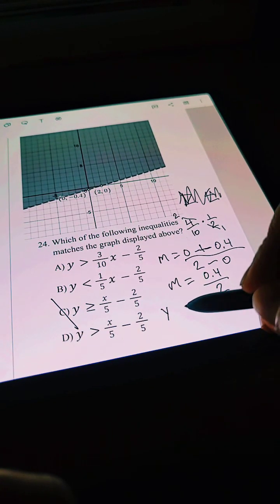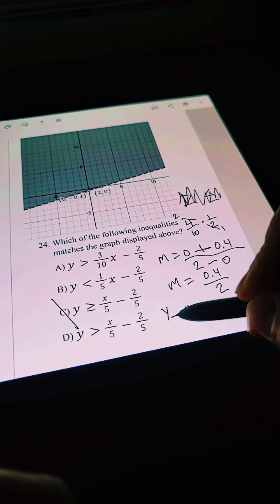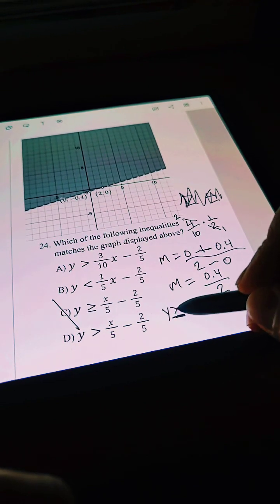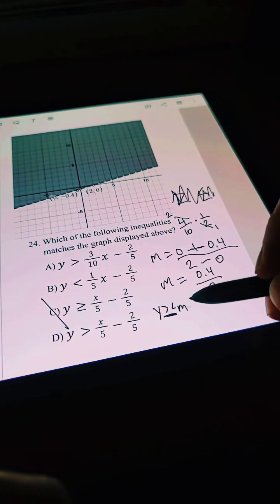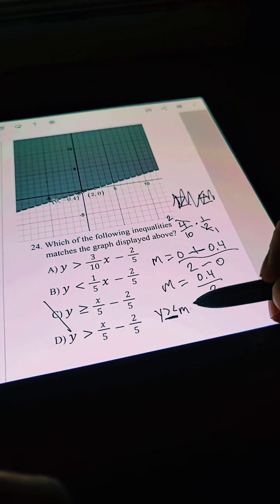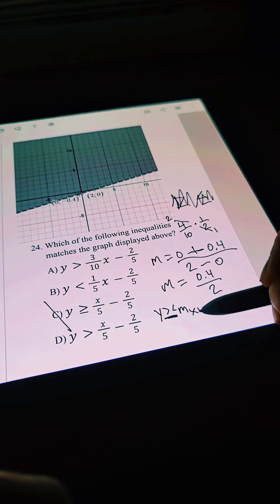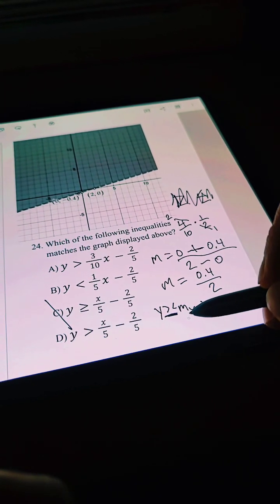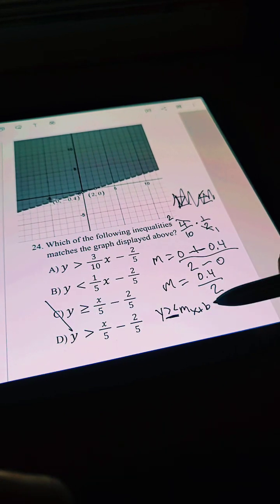So if we're thinking y, and I'm not putting equals because it could be greater than or less than in that portion, not equals. Y is greater than or less than mx plus b, that same formula. We know that the m has to be 1/5.